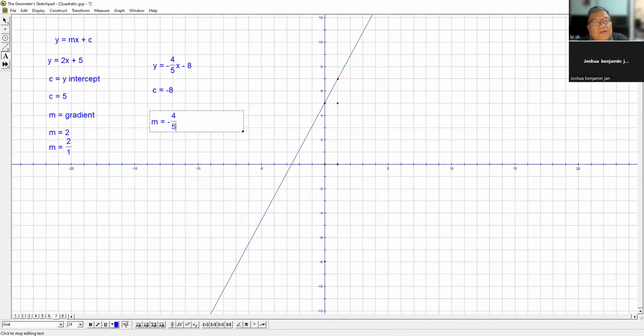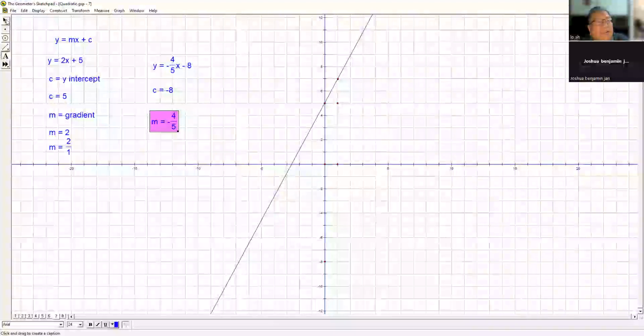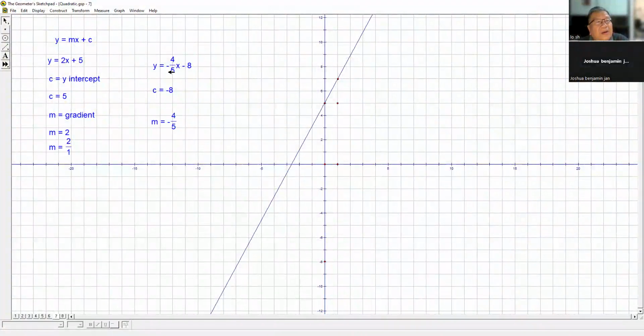How to draw this negative 4 over 5? It means the bottom, how many steps? Bottom, 5 steps. So I start from negative 8 here. I move to the left or I move to the right, 5 steps. Left. Move to the left because gradient is negative. 1, 2, 3, 4, 5. Okay, 5 steps. Then after that, what should I do?